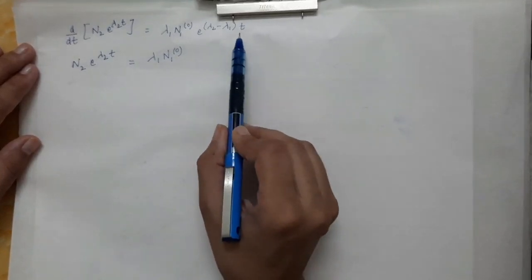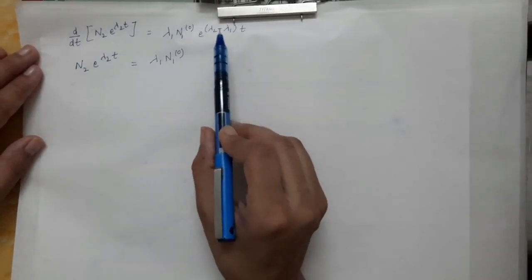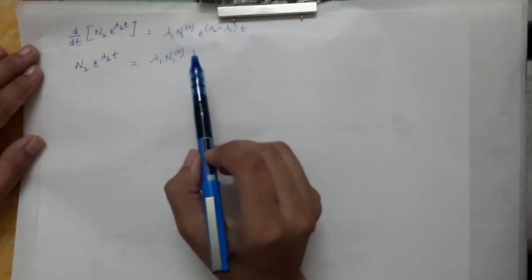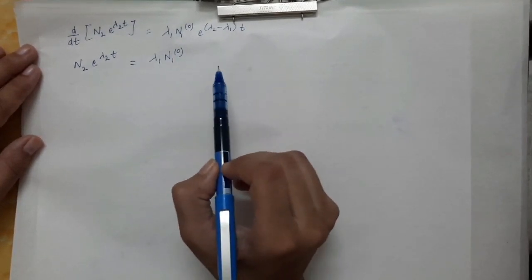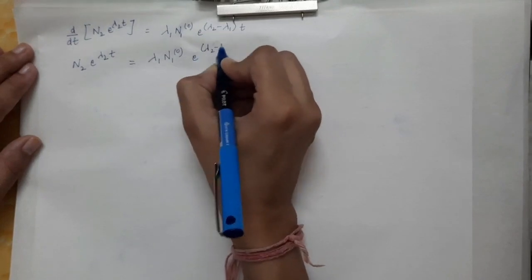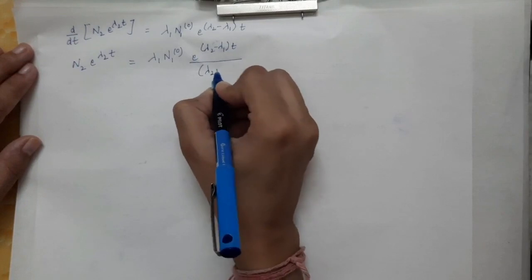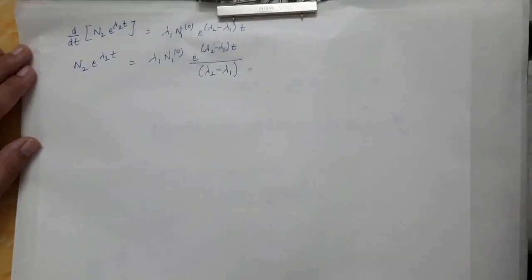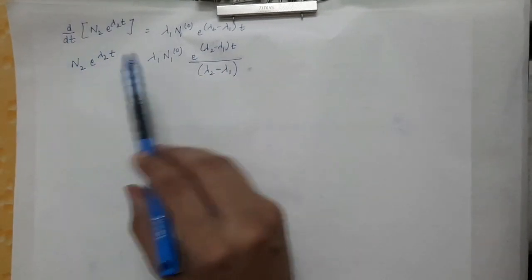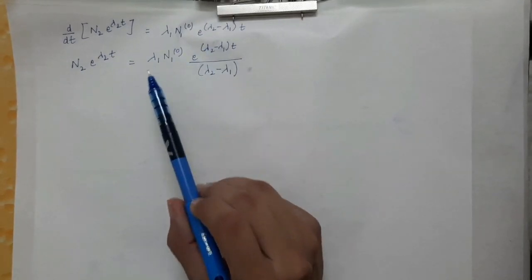So integration of e power ax is equal to e power ax divided by a. So here also you will get e power (lambda 2 minus lambda 1) into t divided by (lambda 2 minus lambda 1). So this is the integral without limits. This integral has been done without limits.